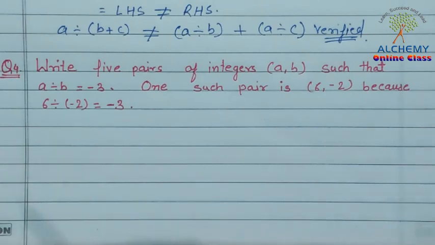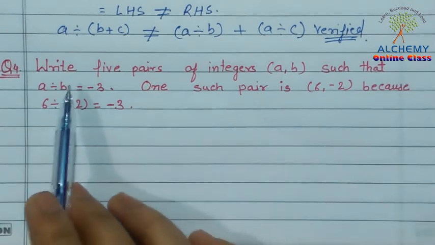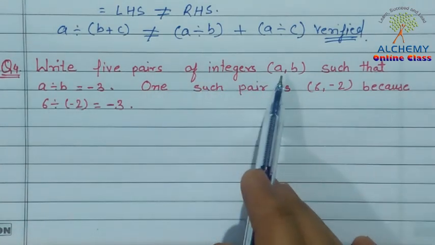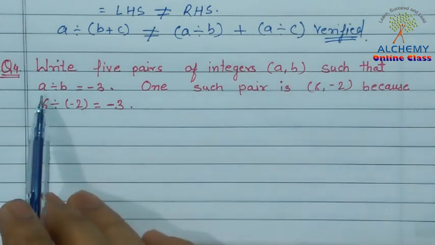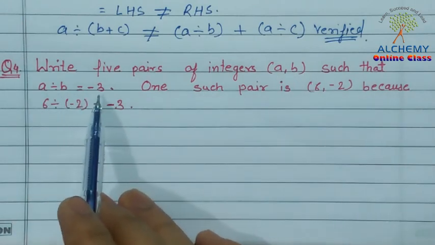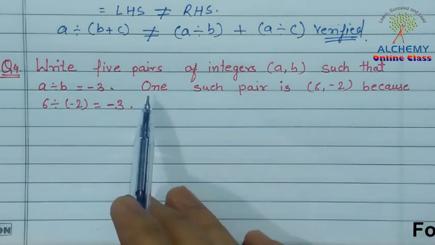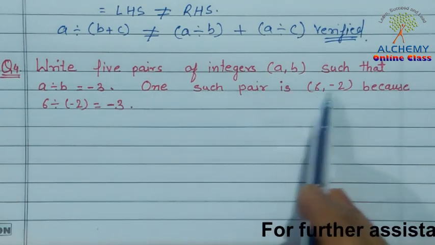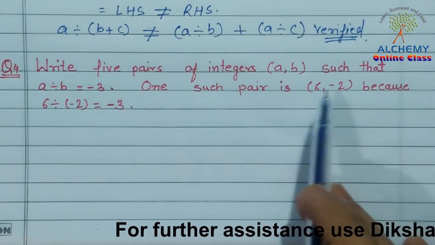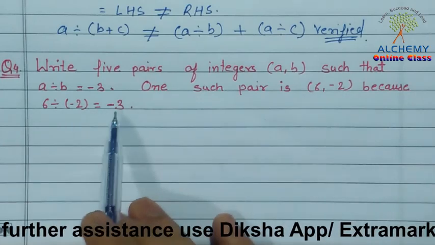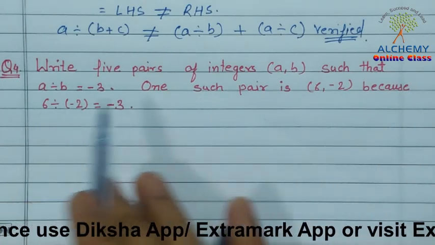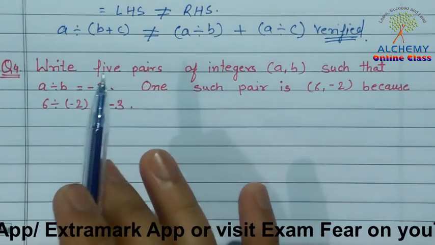Now the next question that we are going to take from exercise 1.3 is question number 4. Write 5 pairs of integers (a, b) such that when a is divided by b, we get the result -3. One such pair is 6 and -2. Why? Because when 6 is divided by -2, we get the result -3. We have to find more such pairs of integers.